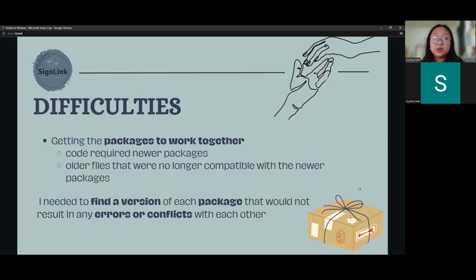Getting the packages to work together was a struggle. Some aspects of my code required newer packages while some are deprecated, and because some packages were updated, other packages had older files that were no longer compatible with newer packages. This was by far the most challenging part of creating the machine learning model because so many packages were needed, and as a result, I needed to find a version of each package that would not result in any errors or conflict with each other. Creating a virtual environment in the command prompt was something I discovered later on, which would help me tweak the package versions without damaging the current packages that are installed on my computer.